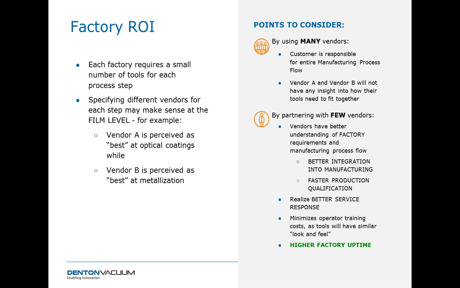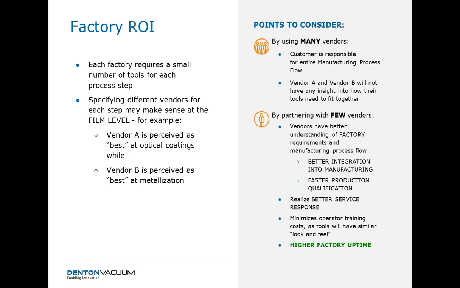And hopefully, with this observation in mind, let's take a bird's eye view and discuss the factory ROI, the return on investment. Each factory typically requires a small number of tools for each process step. And specifying different vendors for each step might make sense on a film level. For example, you have vendor A who's perceived as best-in-class in optical coatings, while vendor B is perceived as best-in-class in metallization.